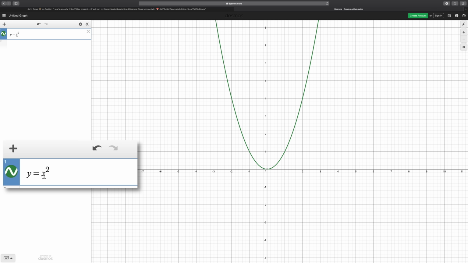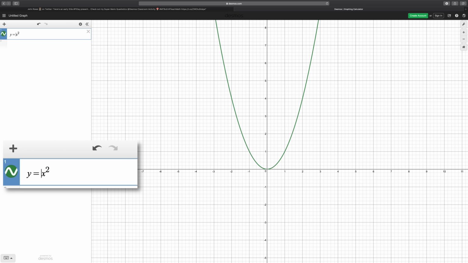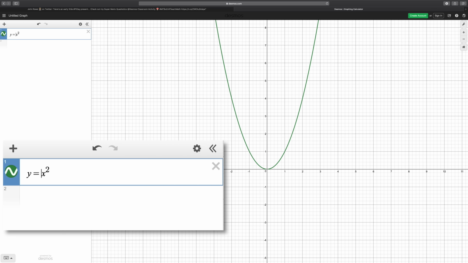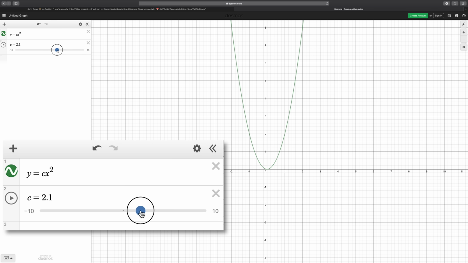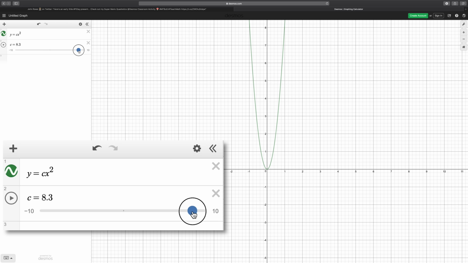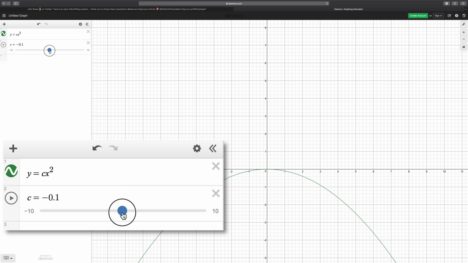So let me just do that. Let me put a 2 in here. Ooh, let me put a 3. Yikes! Whoa! Actually, let me have a lot of fun here. I'm gonna make a variable. I'm just gonna call it c. I'm gonna add a slider. And now I can choose whatever value I want to multiply x squared by. Here it's just 1, so it's just x squared. But if I make c larger, the parabola gets thinner and thinner and thinner. And if I make c smaller, less than 1, it gets fatter.